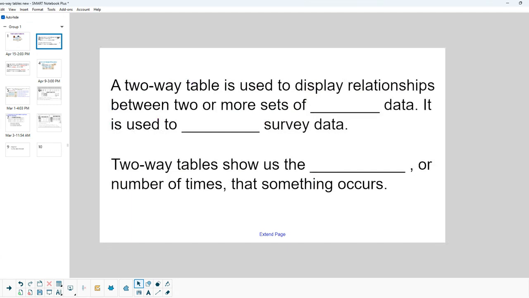So to fill in some blanks here to help us with our definitions, a two-way table is used to display relationships between two or more sets of categorical data. It is used to analyze survey data. Two-way tables show us the frequency, or number of times, that something occurs.